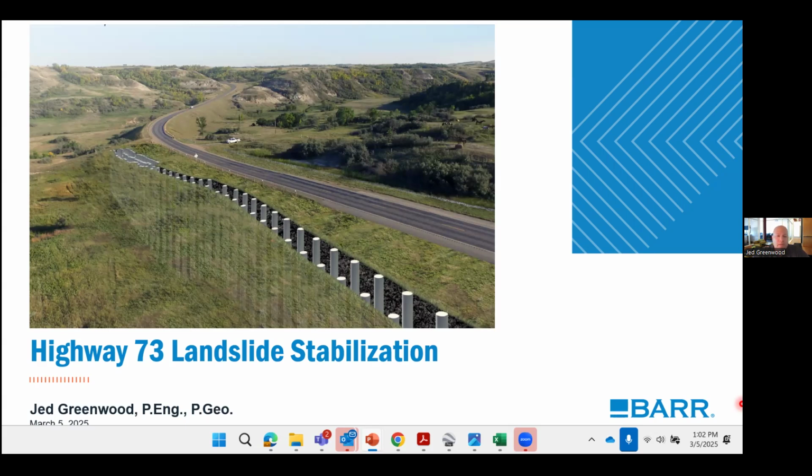I'll be talking about the Highway 73 landslide stabilization. As Julian mentioned, what you're seeing on the screen is an artist's rendering of the final product. So that's where we ended up. And the presentation today will tell the story about how we got there.